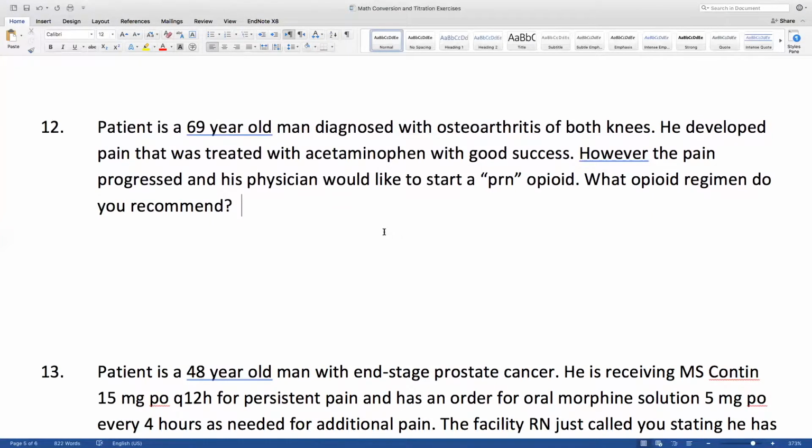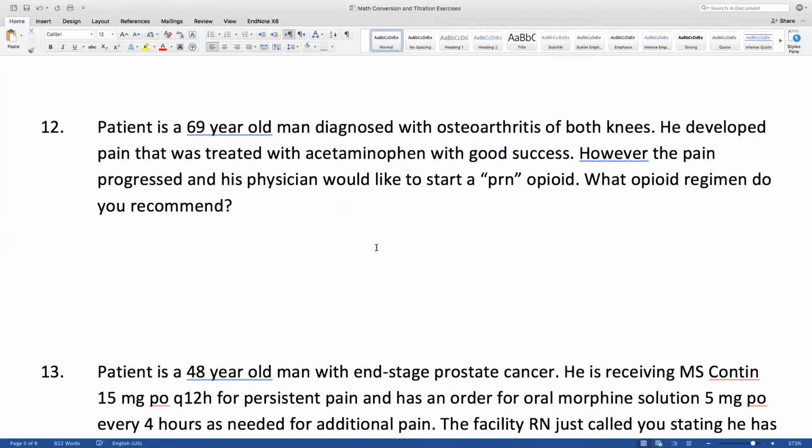How many of y'all want to do hydrocodone? Oh, class is officially starting now. How many want to do hydrocodone? How many want to do oxycodone? How many want to do tramadol with acetaminophen? They want to start a PRN opioid. Got to pick one. There's probably no right or wrong answer here.